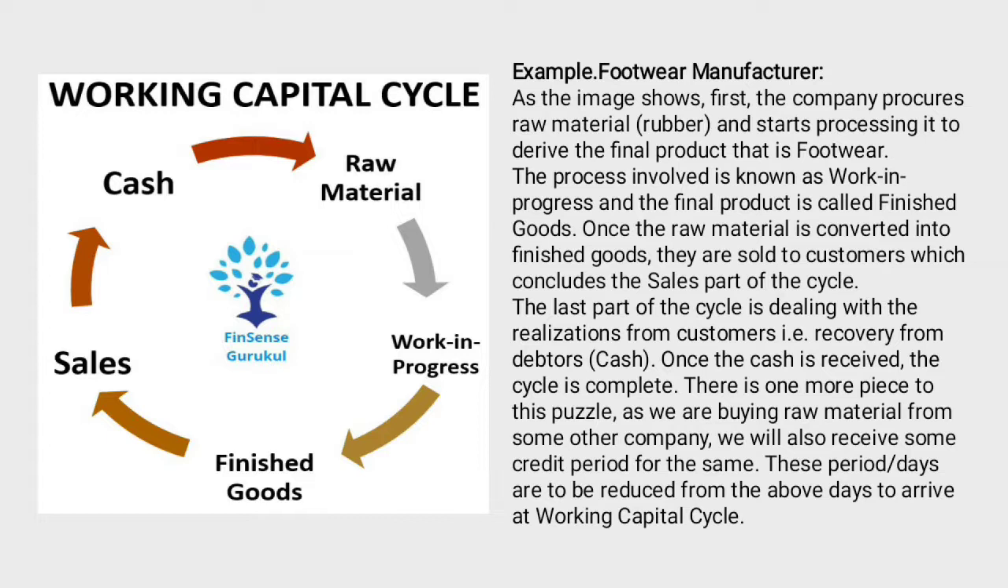Once the raw material is converted into finished goods, they are sold to customers, which concludes the sales part of the cycle. The last part of the cycle is dealing with the realization from customers, recovery from debtors in cash. Once the cash is received, the cycle is complete. There is one more piece to this puzzle, as we are buying raw material from some other company. We will also receive some credit period for the same. This period or days are to be reduced from the above days to arrive at working capital cycle.